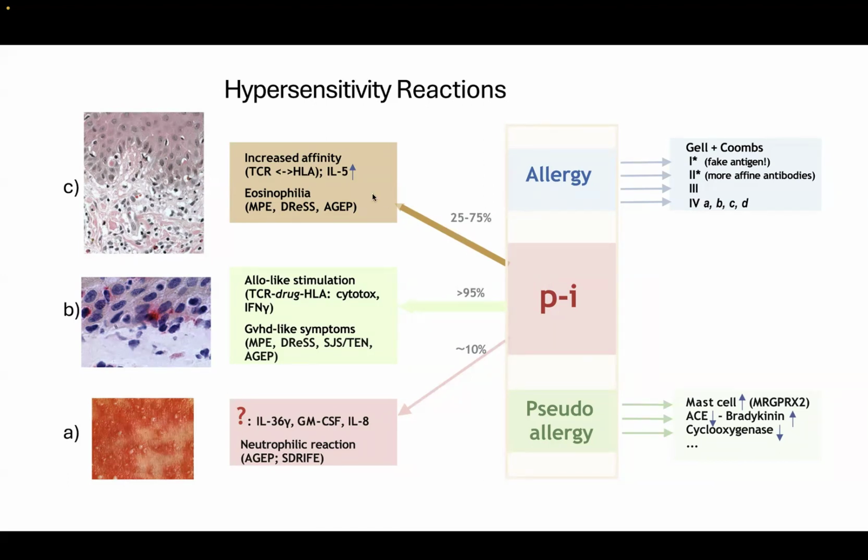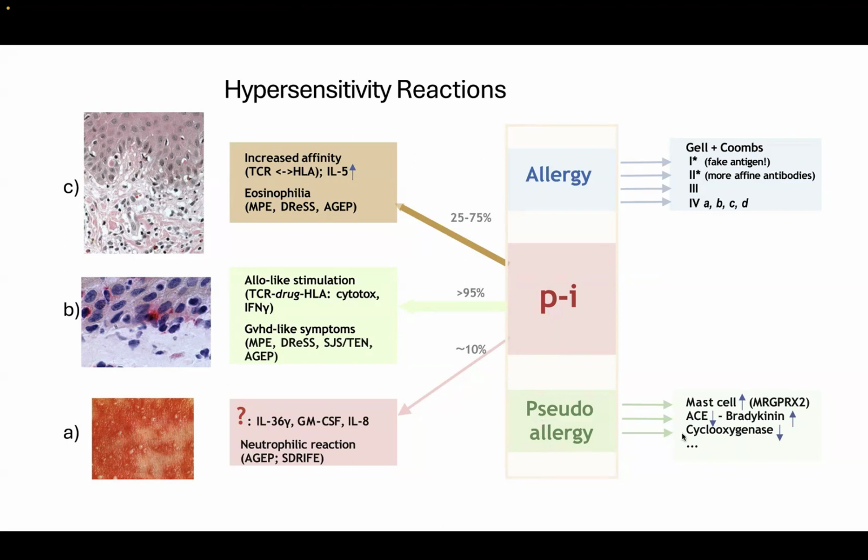About 25 to 75% of the time, what happens is increased affinity. The result of that PI action is increased affinity with interleukin-5 production and eosinophilia, with a phenotype of maculopapular eruption, DRESS, or AGEP. Or, more than 95% of the time, allo-like stimulation with cytotoxicity, TCR drug HLA cytotoxicity with interferon gamma production, with the phenotype of GVHD-like, like maculopapular eruption, DRESS, AGEP, Stevens-Johnson, or TEN. And a few times, about 10% of the time or less, another phenotype can result, like AGEP or CDR-IFE.